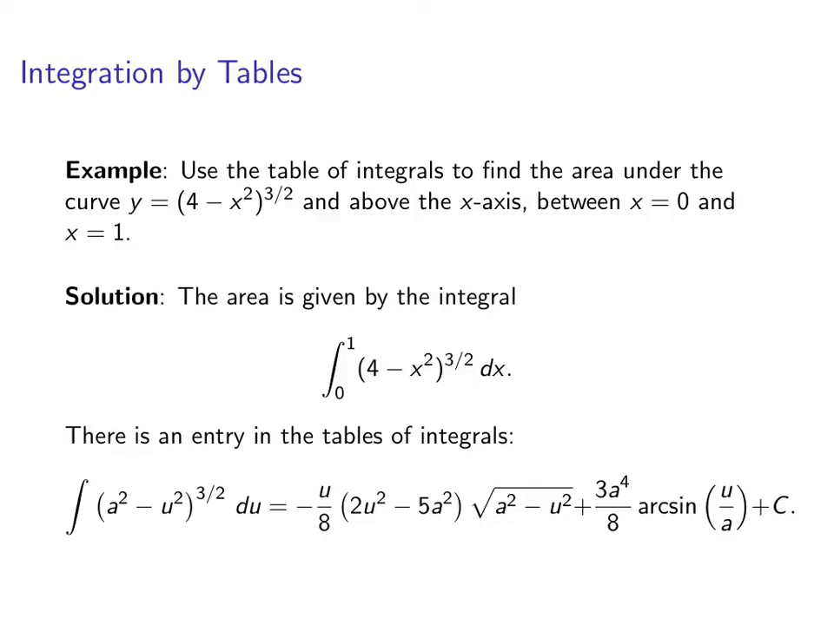So if you want an antiderivative of (a squared minus u squared) to the 3/2 power du, it looks like negative u over 8 times (2u squared minus 5a squared) times the square root of a squared minus u squared plus 3a to the 4th over 8 times arc sine of u over a plus c. Wow, what a mess. Okay, so we can use this.